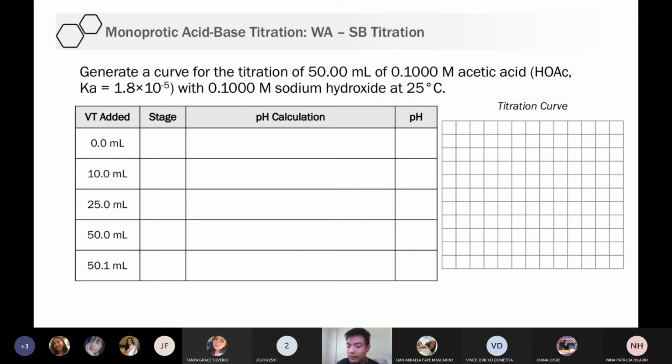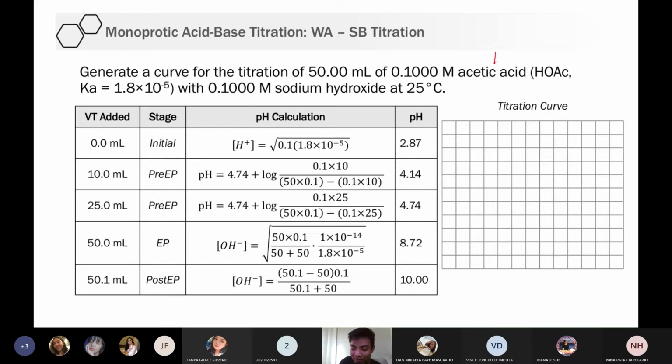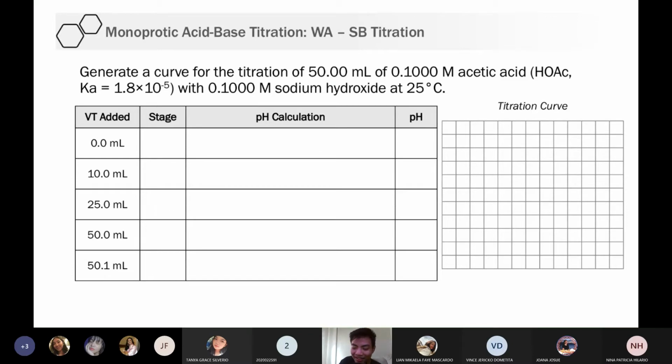Okay, ano yung mga takeaways natin last time? Sabi ko kung ano yung unang sinabi, yun yung analyte. Obvious naman, kasi kung ano yung sinabi, yun yung una. So kung ano yung unang sinabi, yun yung analyte. And we know that acetic acid is WA, weak acid.